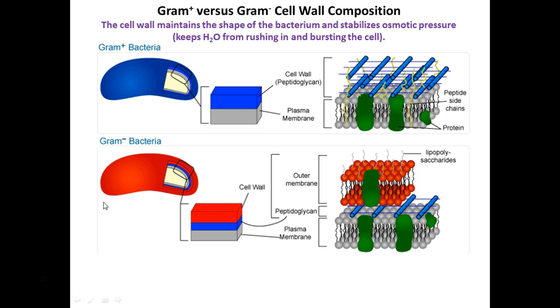The cell wall is really important for bacteria. Most of them have it. It's very rare for them not to have it. It helps them resist osmotic pressure. When water comes rushing into our cells, if we're in a hypotonic solution, what happens to our cells? They'll swell up and burst.